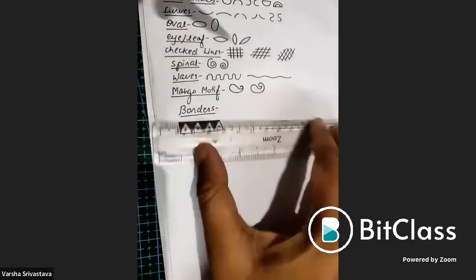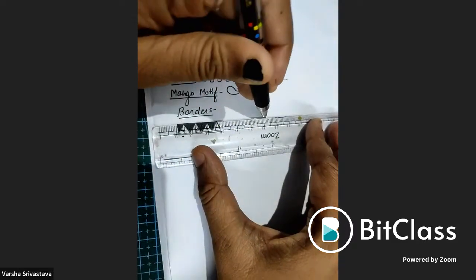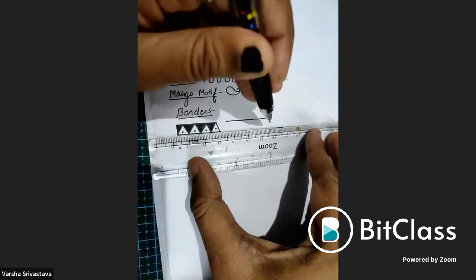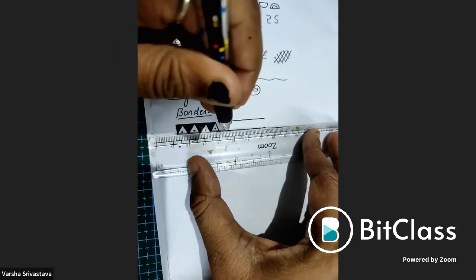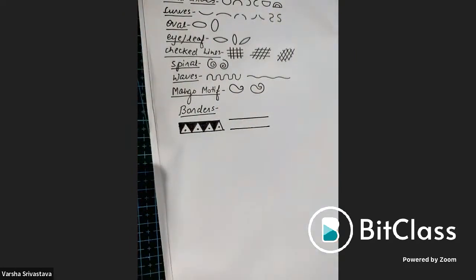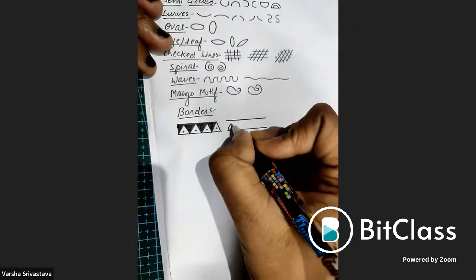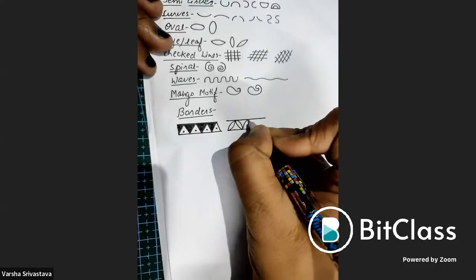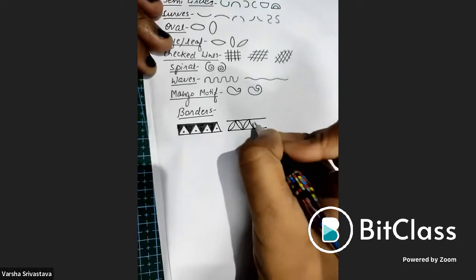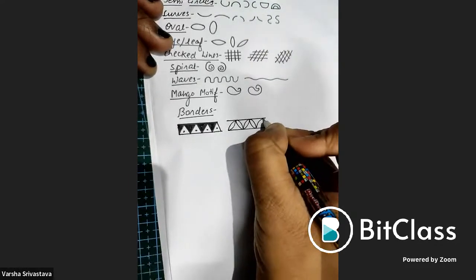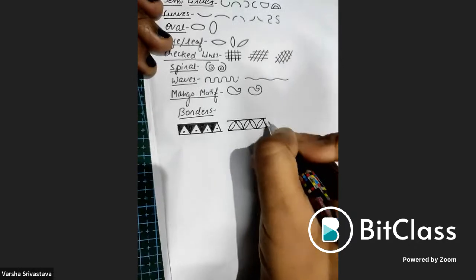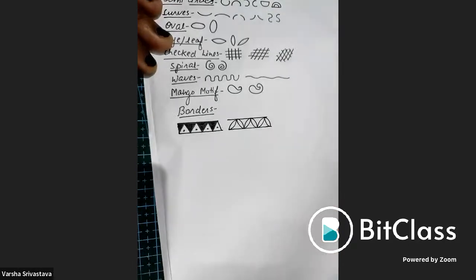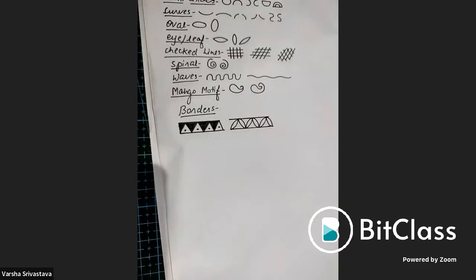So I am making the random lines. I'm making 2 random lines for the next border. And in this, I'm going to make the slant eye shapes or leaf shape, like this. Slant eye shape or leaf shape.